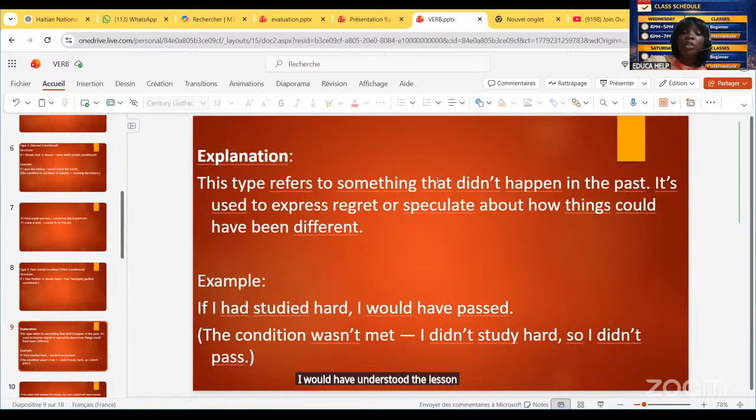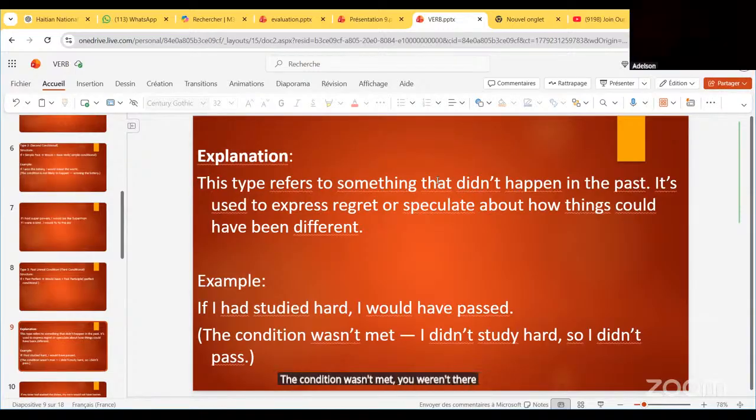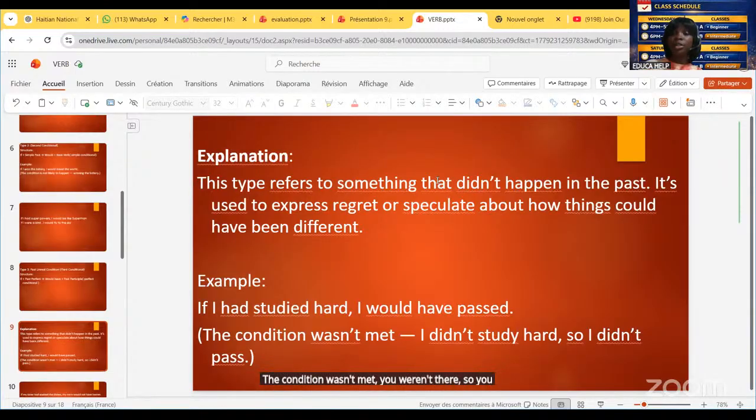Okay, so that's where your condition fits. The condition wasn't met, you weren't there, so you did not understand the lesson. Cette phrase n'est pas bonne pour la deuxième condition, mais elle est parfaite pour la troisième condition.